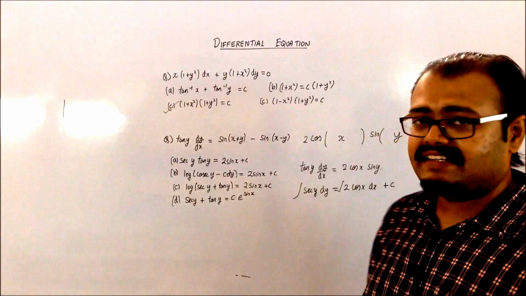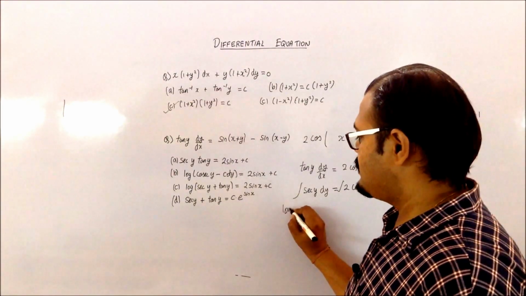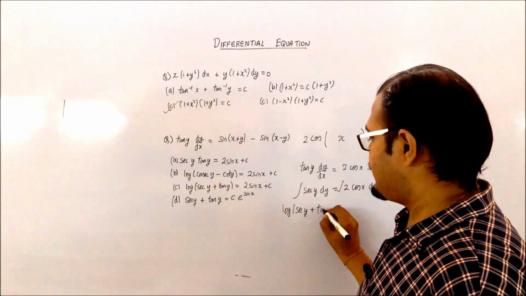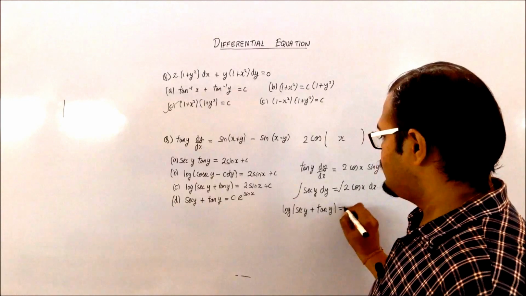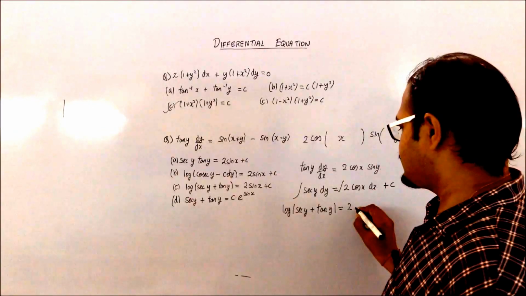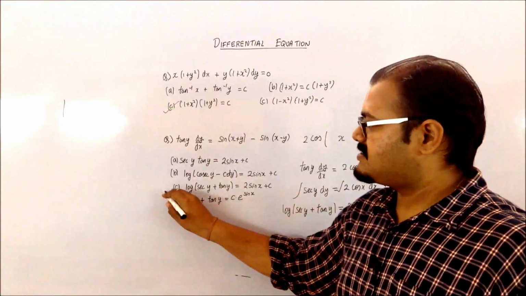Then finding the integral of sec y. So integration of sec y is log of sec y plus tan y, which is equal to 2 into cos x, integration is sin x, plus c. So you can see that the option is C.